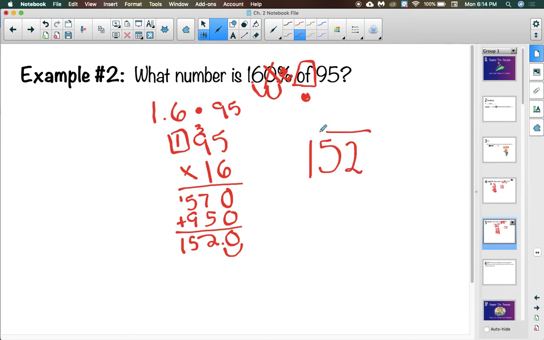Let's see why that makes sense. 160% is bigger than 100%. So 100% would be this whole thing, all 95s here. 160% is that 95 plus 60% of that number. So 60% of 95 is this extra piece here, and we add those together, we get 152. Okay, we just did the shortcut by multiplying.